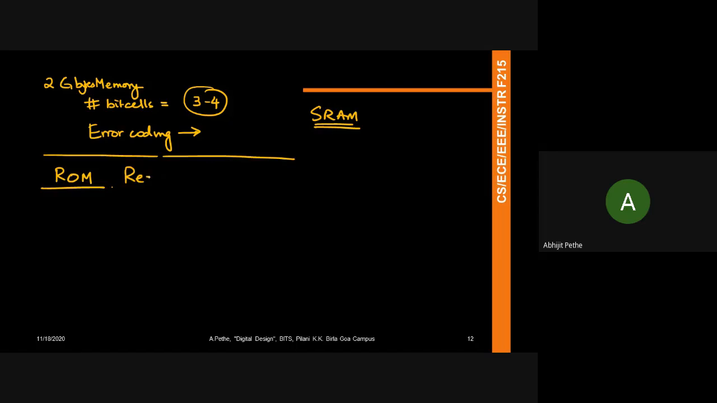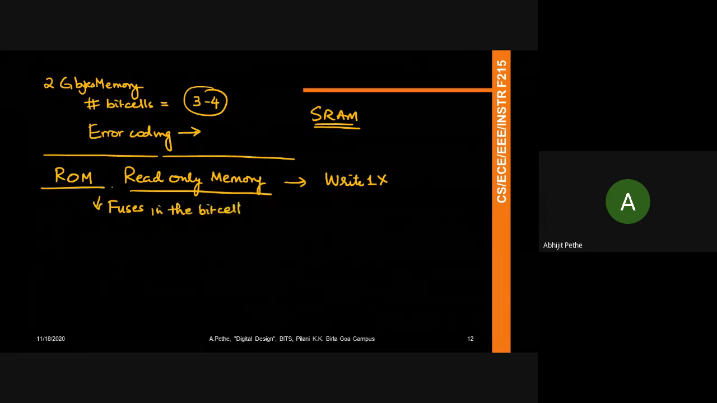So a ROM is a read-only memory, right? A ROM is organized very similar to a RAM. The only difference, as I told you, is that you can write it only once. The way the ROM works is you have fuses in the memory cell, in the bit cell. Initially, when you buy a ROM chip, you can program into it. Once that program is done, you cannot reprogram it again.